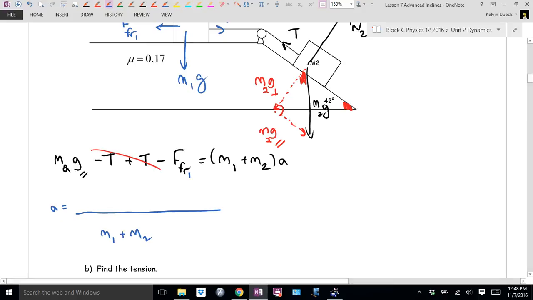M2G parallel, how can I break that down with trig? Sine. Which one, sine or cos? Sine. Two lines is sine, right? So it's going to be M2G sine theta. It's 42, I'll put that in there next. Then I have minus friction. Friction is what times what? Mu times the normal force.